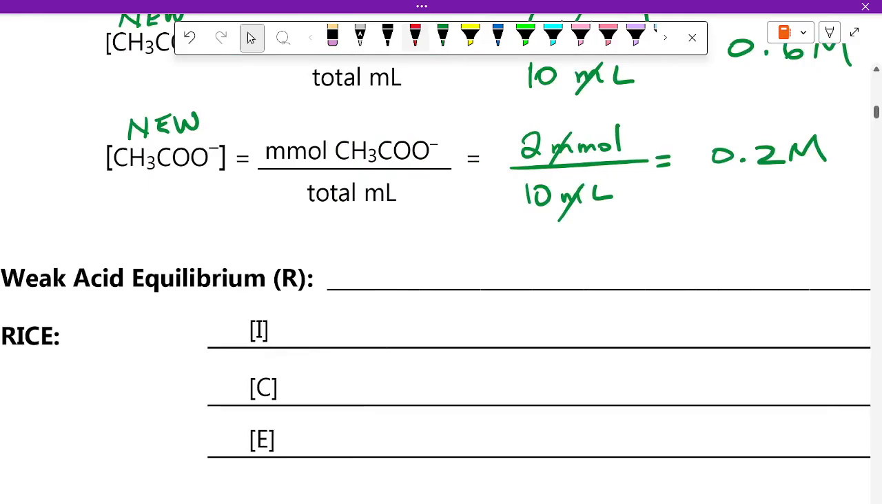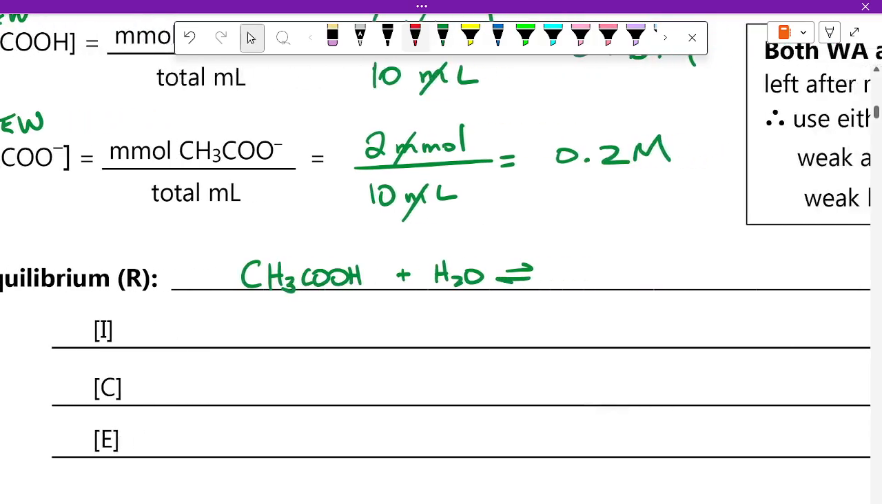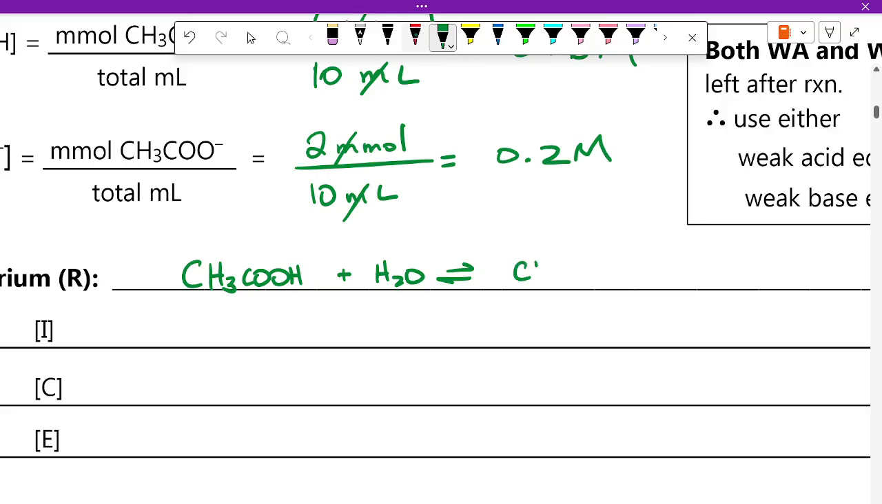Okay, so here's our weak acid equilibrium. We have CH3COOH plus H2O in equilibrium with CH3COO minus plus H3O plus.